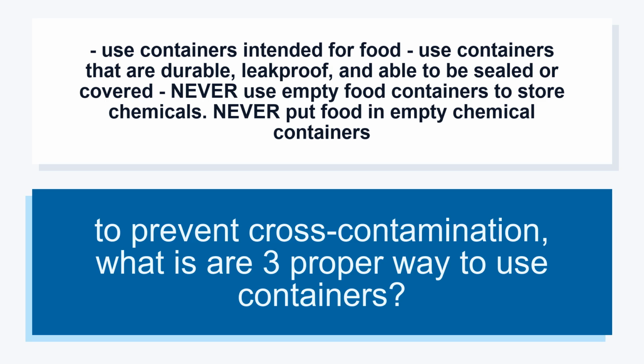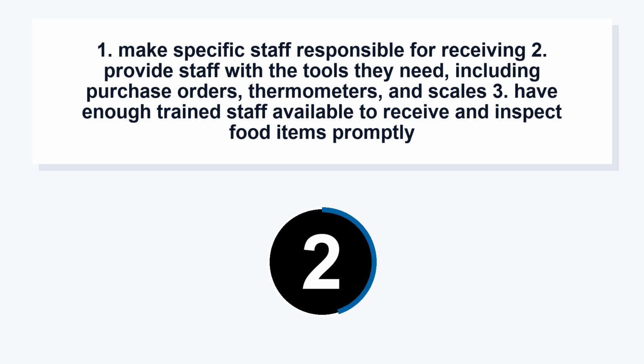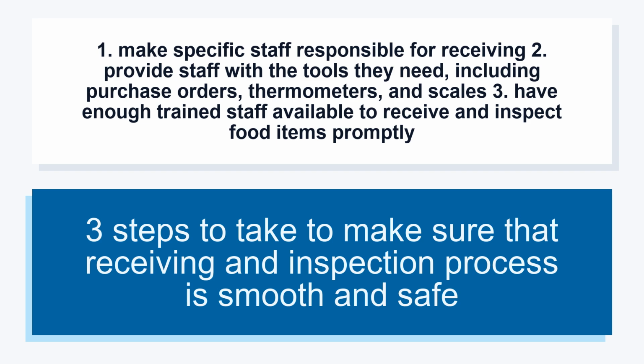To prevent cross-contamination, what is our 3 proper way to use containers? 1. Make specific staff responsible for receiving. 2. Provide staff with the tools they need, including purchase orders, thermometers, and scales. 3. Have enough trained staff available to receive and inspect food items promptly. 3 steps to take to make sure that receiving and inspection process is smooth and safe.